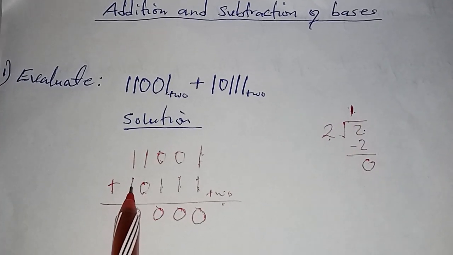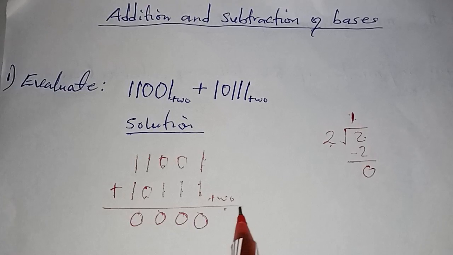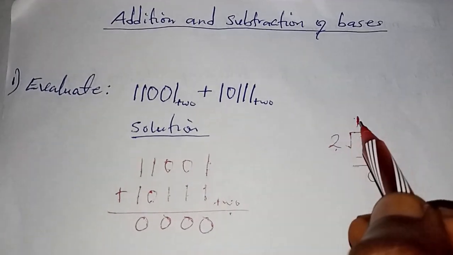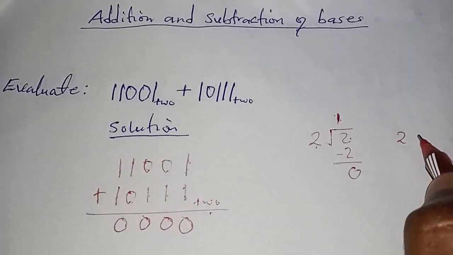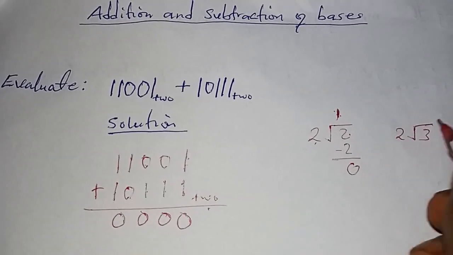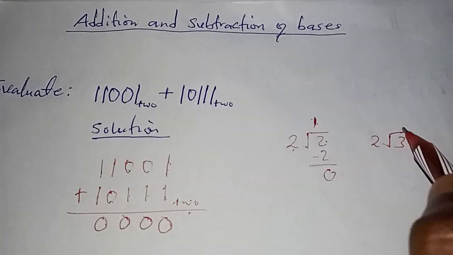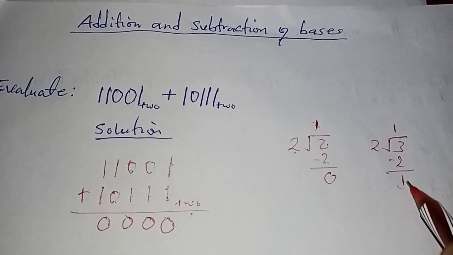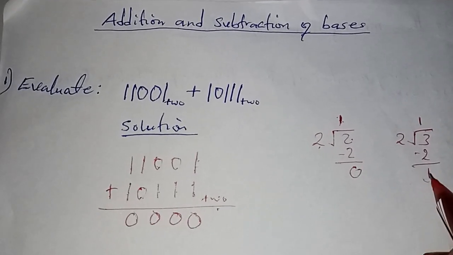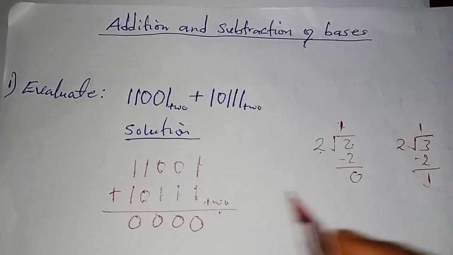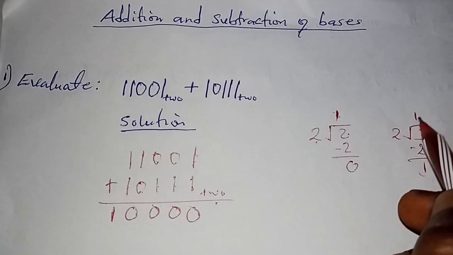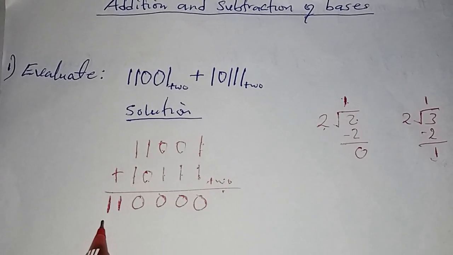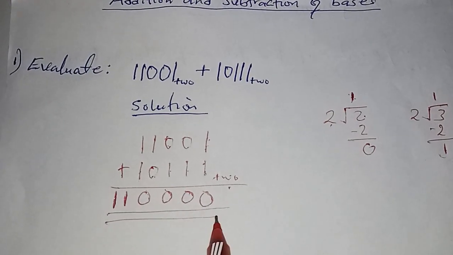If we come here, we say 1 plus 1 is 2 plus the one that we carry is 3. So it's the same 2 divided by 3. We say 2 going into 3 one time, 2 times 1 is 2, and we subtract, we're going to get 1. So we're interested in the remainder. So we're going to take the remainder 1. Now the quotient is less than 2, so we'll take the quotient to be 1. Now this is your answer for this particular problem.